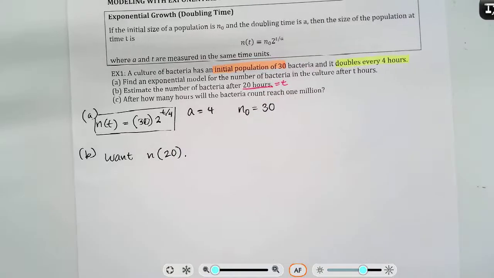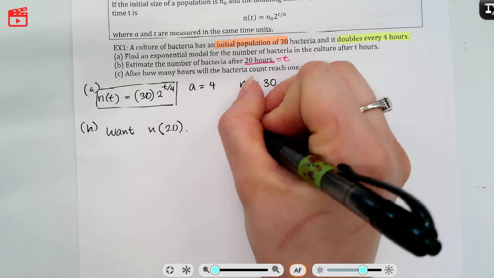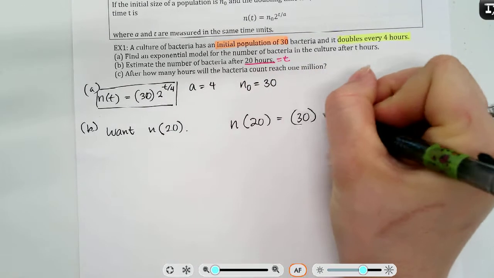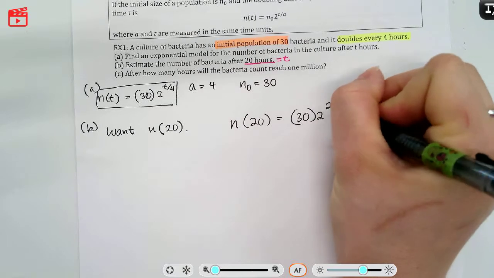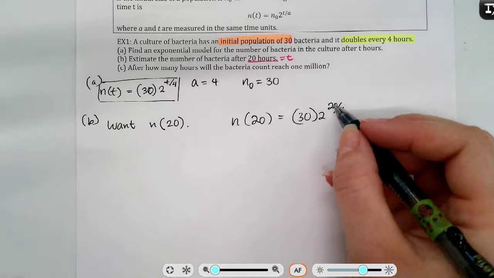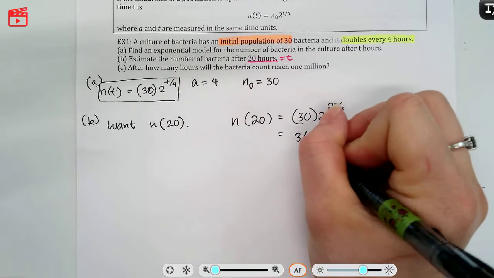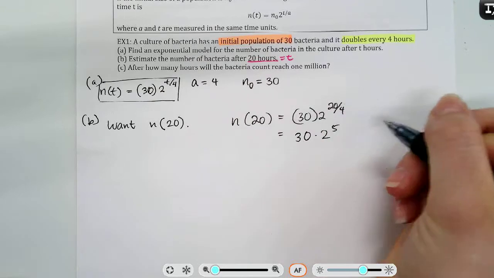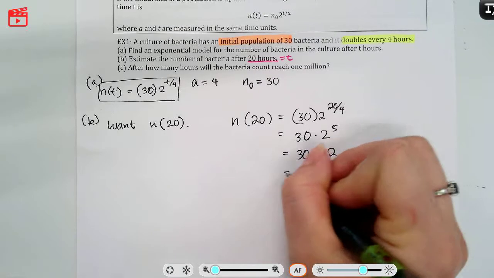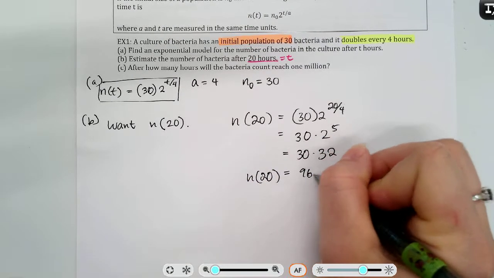Well, we're just going to plug that into our formula. So n of 20 equals 30 times 2 to the 20 over 4. We just plugged in 20 for time t. Solving this, that's 30 times 2 to the 5th power, which is 30 times 32, which gives us the answer n of 20 equals 960.